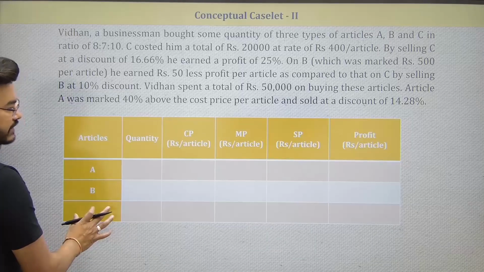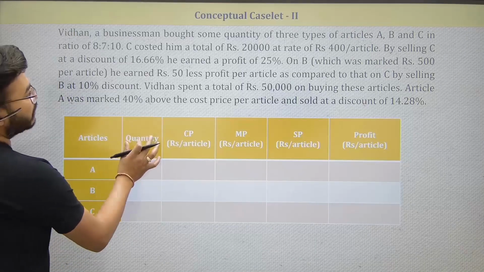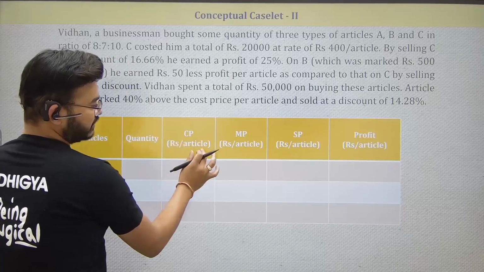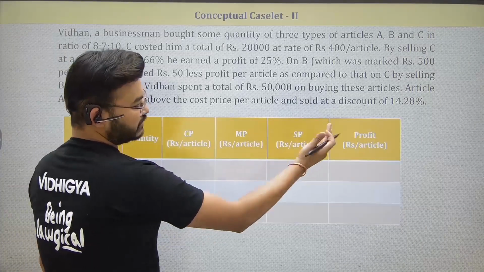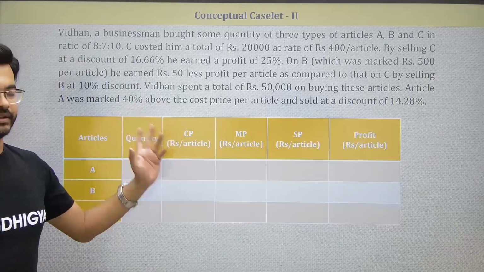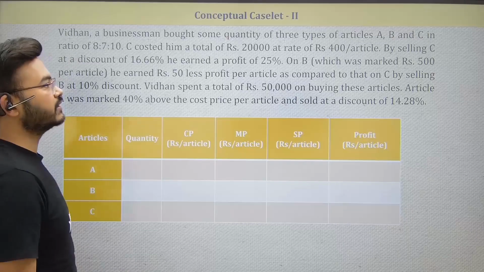There are three articles that are given. There are some quantities, the ratio of which is given to us. We are given cost price per article, mark price, selling price, and profit. So the relation amongst all this data is given to us. Now let us try to calculate that data.